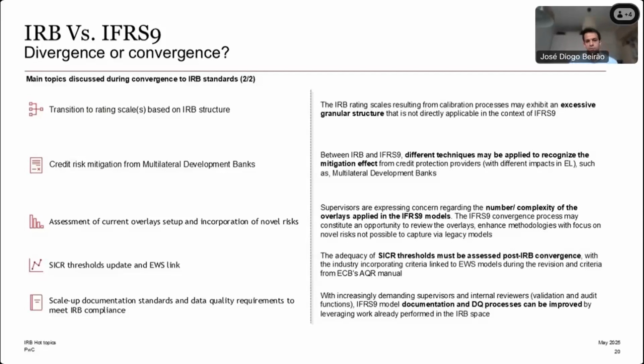Last but not least, of course, convergence between IRB and IFRS 9 is not just a question of modeling or adjustment of some requirements, but it also goes to standards. Standards meaning, on one side, the documentation that supports all the model structure, as well as the quality standards of data. And here, for sure, this is one of the most relevant vectors in this alignment between IRB and IFRS 9.